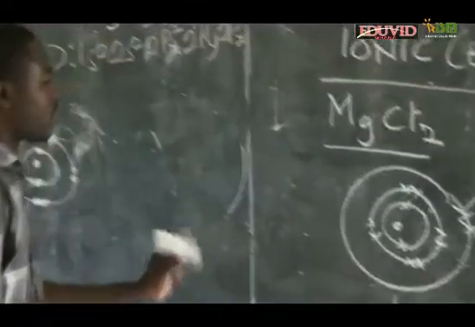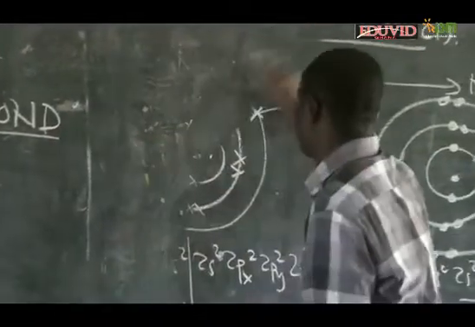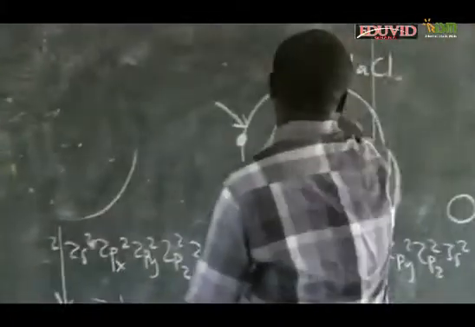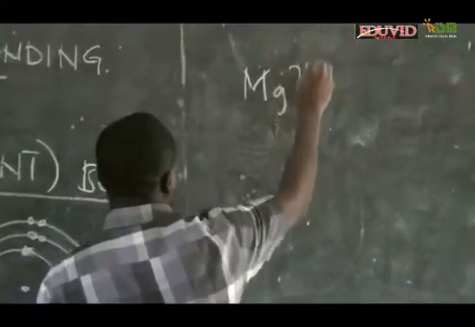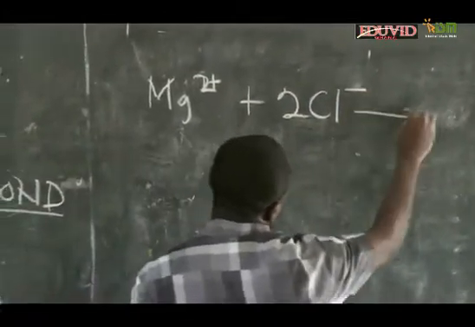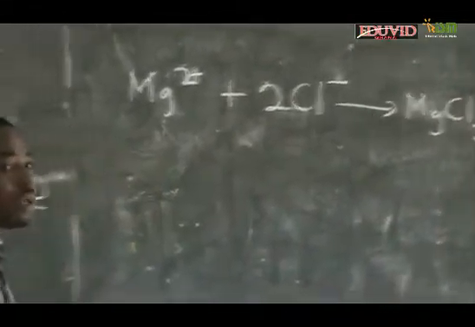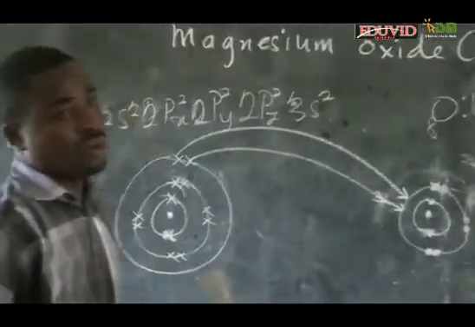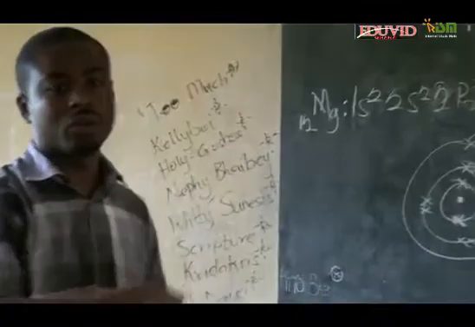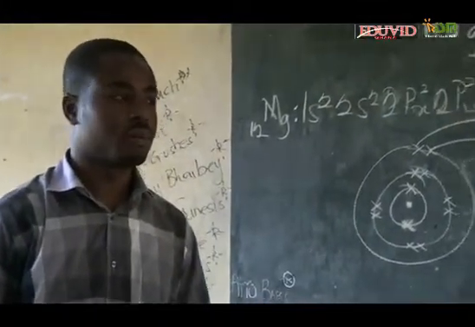So in that case, magnesium chloride is supposed to be between the magnesium ion plus 2 chloride ions, and that gives MgCl2. Is that okay? So it is aluminum chloride because the chlorine cannot accept more than 1 electron. We need 3 chlorines to accept the 3 electrons of aluminum to form aluminum chloride. Is that okay? Yes. Right.